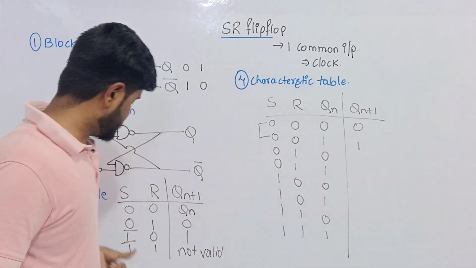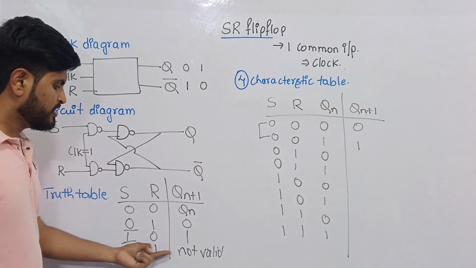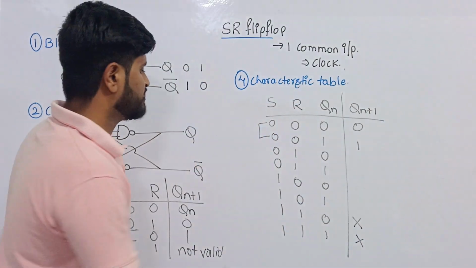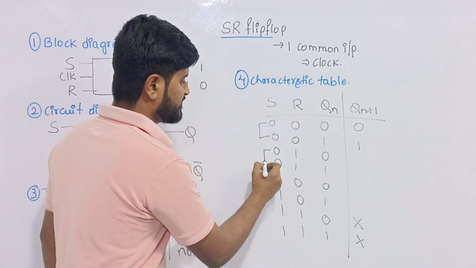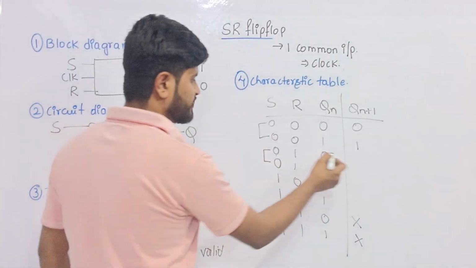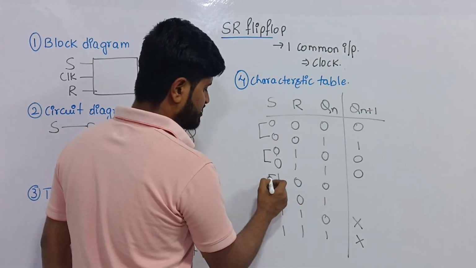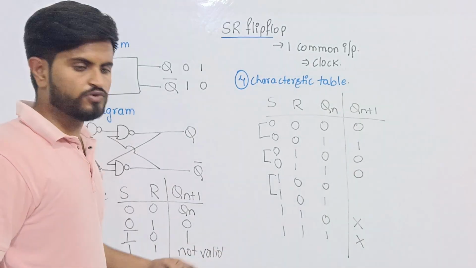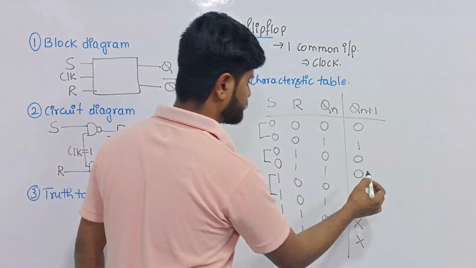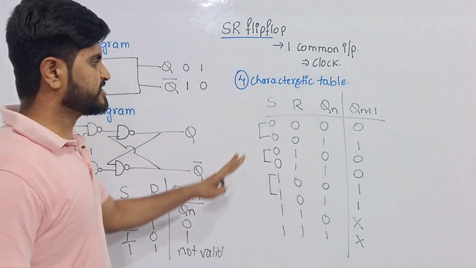When both the values, that is S and R, are equal to 1, it is not valid. So not valid means cross mark. When S is equal to 0 and R is equal to 1, just copy the S value, that is 0. When S is equal to 1 and R is equal to 0, just copy the S value, that is 1. So this completes the characteristic table.